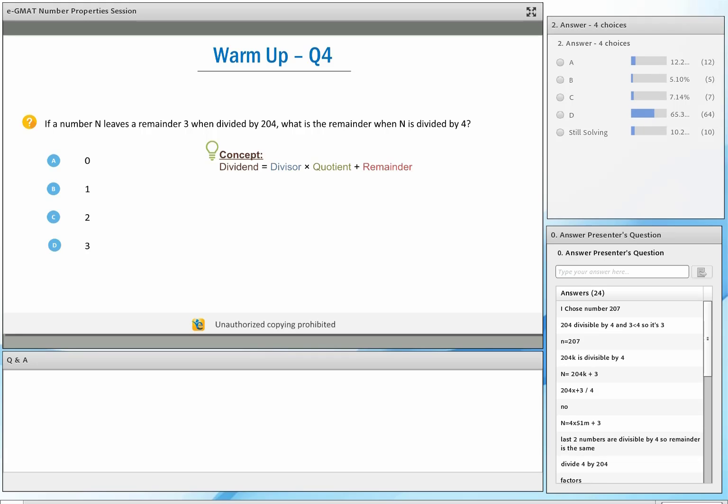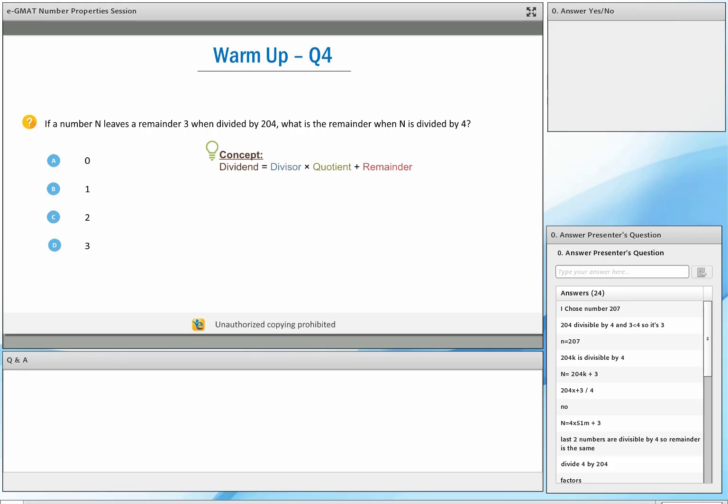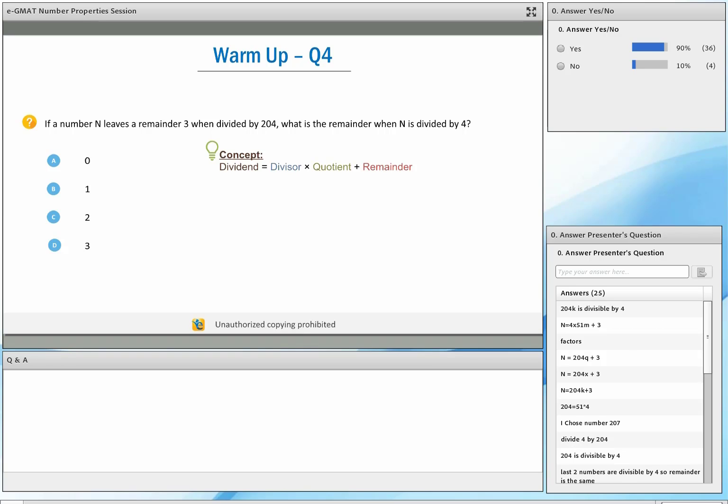How many of you are familiar with this concept? Dividend is equal to divisor times quotient plus remainder. Now, this is the concept that we're going to be truly building upon in this particular session. Okay, so there are three of you who are not familiar with it. So again, quite simply, it says that dividend is equal to divisor times the quotient plus remainder. And again, as we go through this, you will be able to follow along.